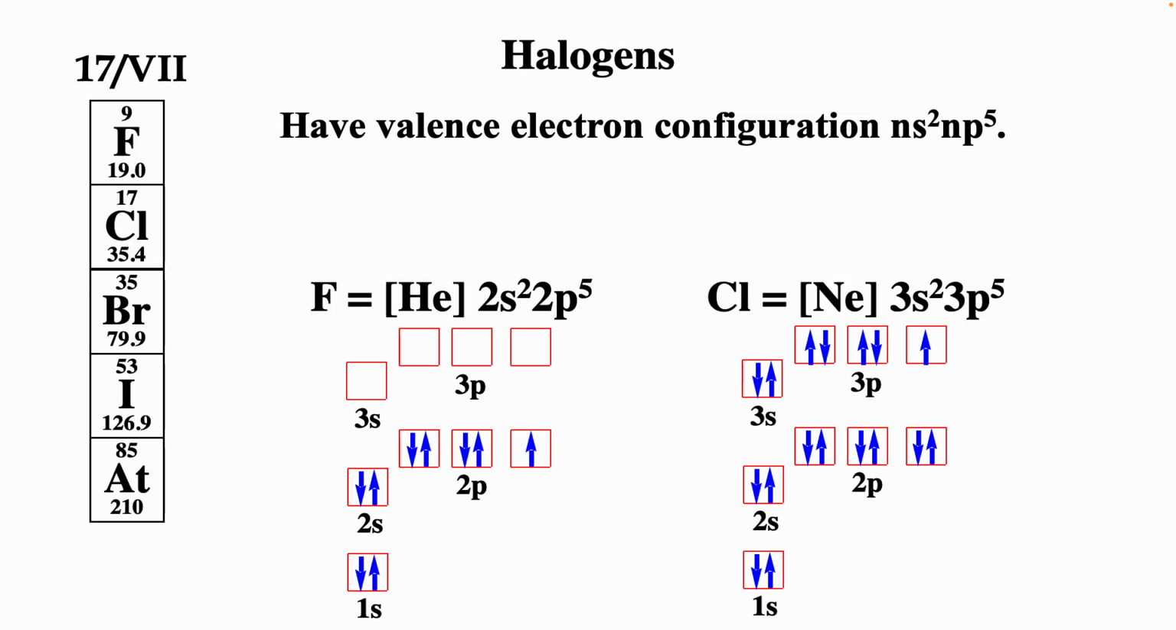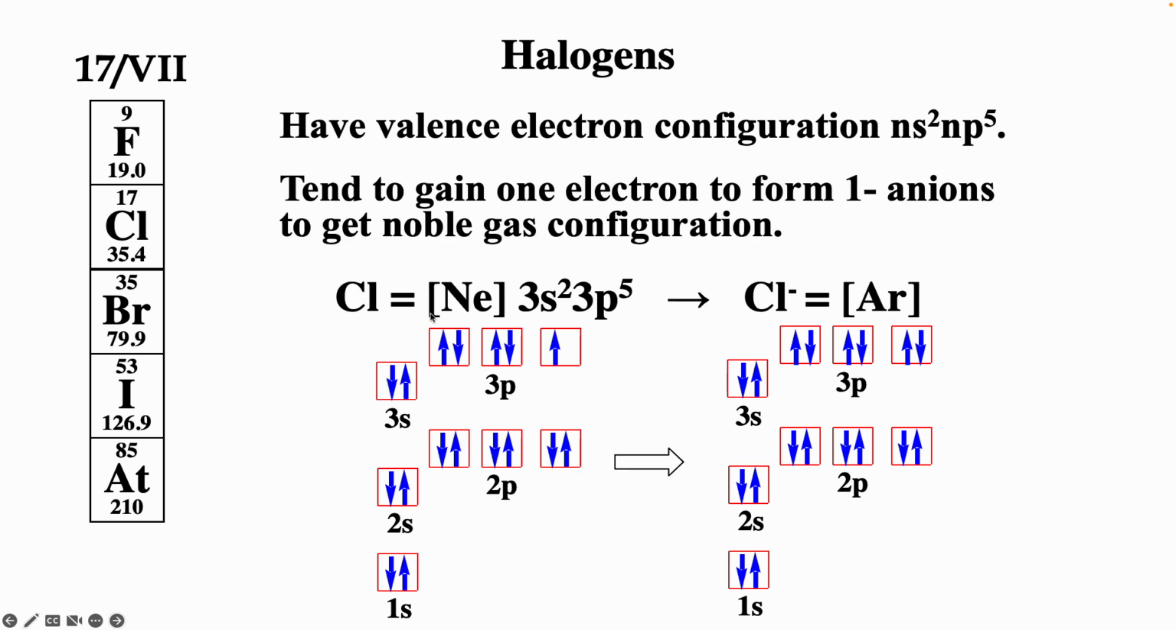The halogens, right next to noble gases, they have the valence electron configuration ns2np5. And so if they gain 1 electron, they'll get noble gas configuration. So for instance, chlorine has electron configuration 1s2, 2s2, 2p6, 3s2, 3p5. And then if it gains 1 electron, that will give it a negative charge because electrons are negatively charged, and it'll give it noble gas configuration of argon.